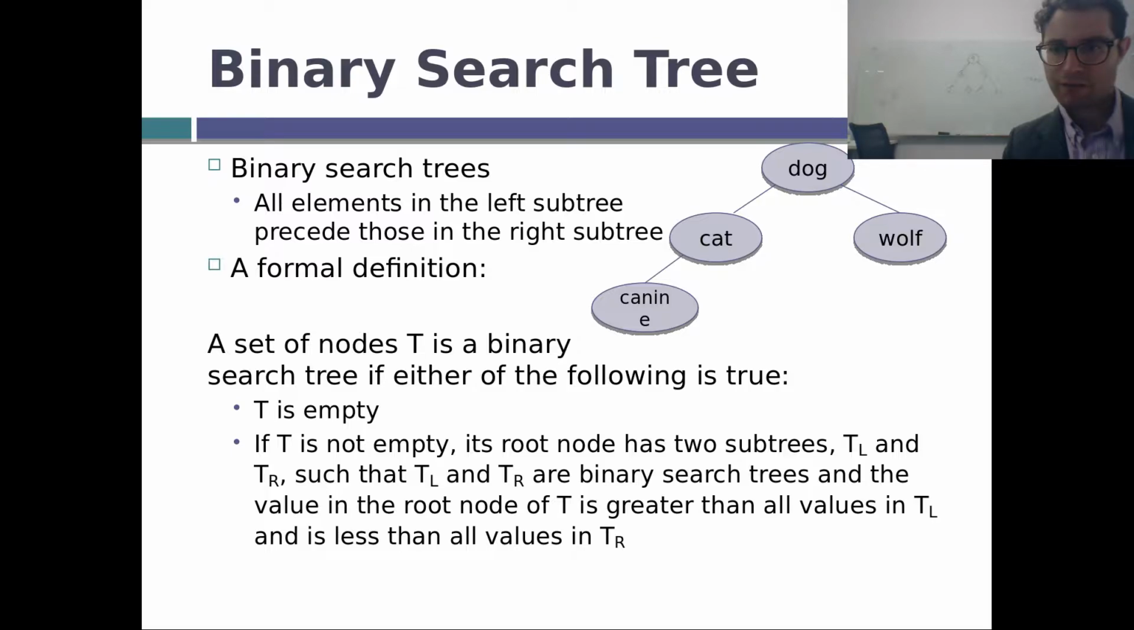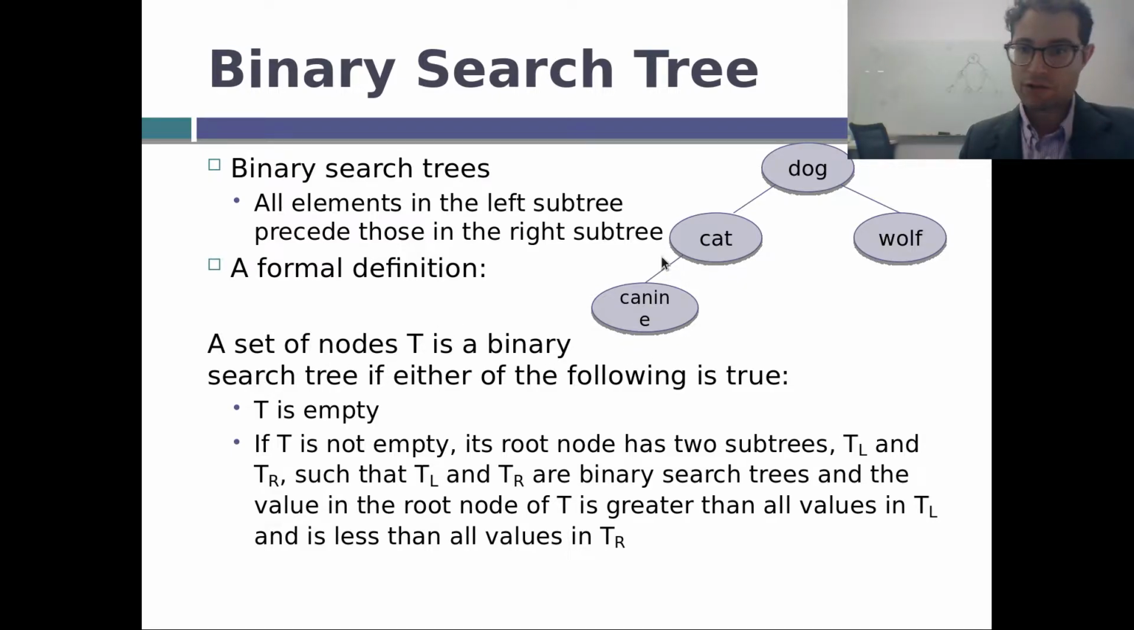But the most common thing we do is binary search tree, which brings us back to why we have this weird example where dog is the parent of cat and wolf. Well, the answer is, for binary search trees, the key is that all the elements in the left subtree precede those in the right subtree. So this is the definition for a binary search tree.